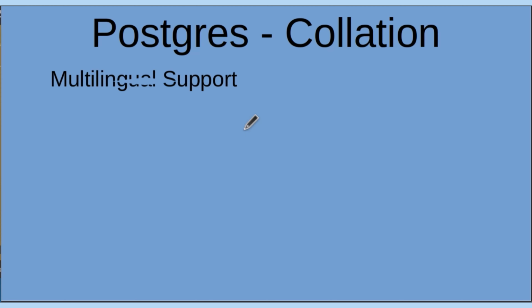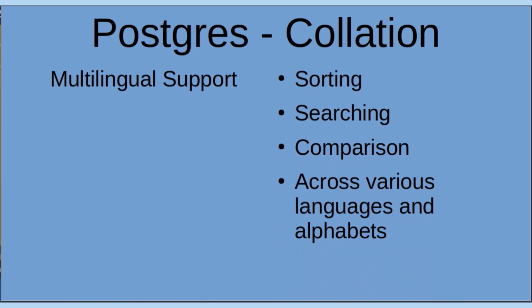That leads us into multilingual support. In global applications where multiple languages are used, collation is crucial for providing correct sorting and searching capabilities. For instance, in a multilingual social media platform, users from different countries may post content in their respective language. Collation will ensure that sorting, searching, comparison operations work properly across all the various languages and alphabets.